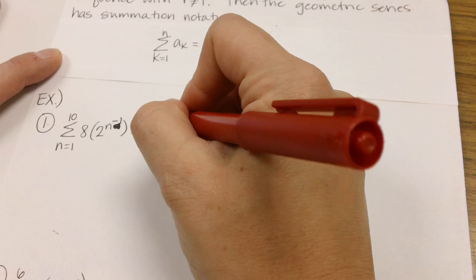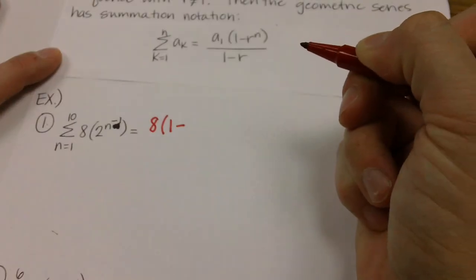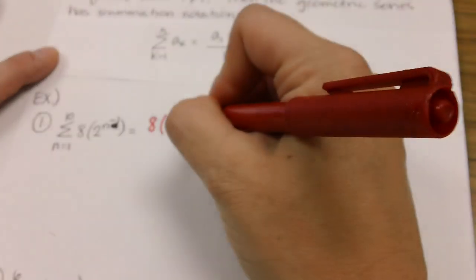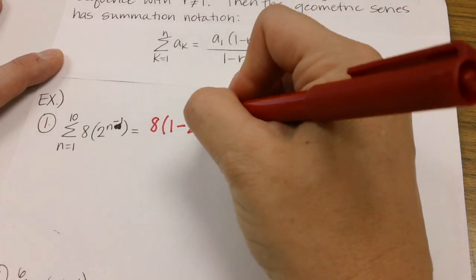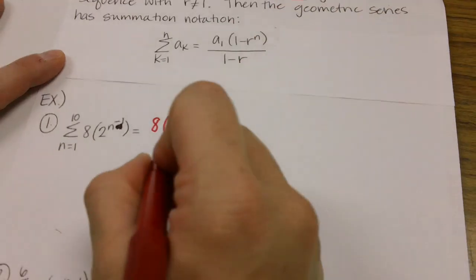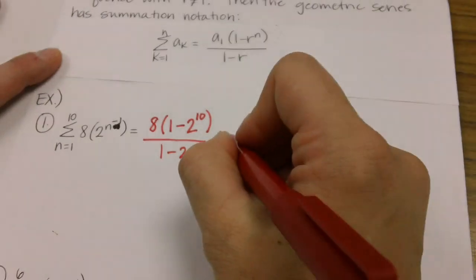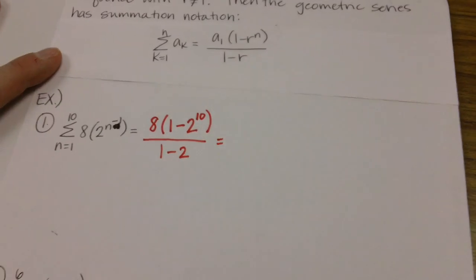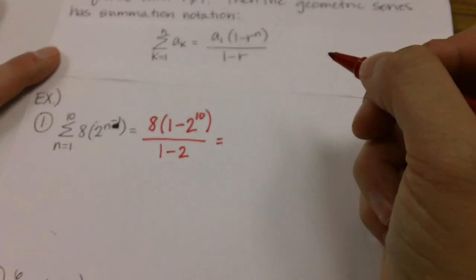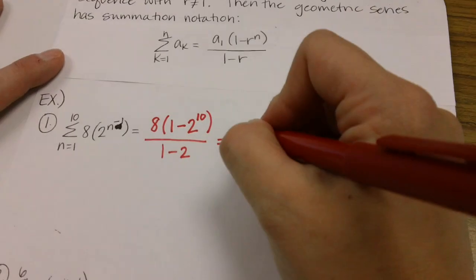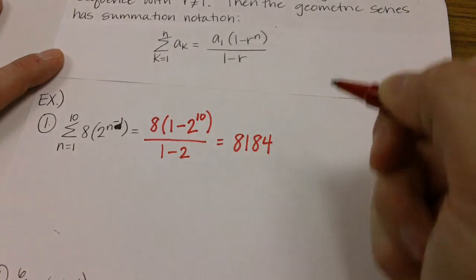So we're going to have 8 times 1 minus our common ratio, which is 2 in this case. And we're going to take that to the 10th power and divide it by 1 minus 2. And all you're going to do is just simplify or plug all that into your calculator, and you should get 8,184.